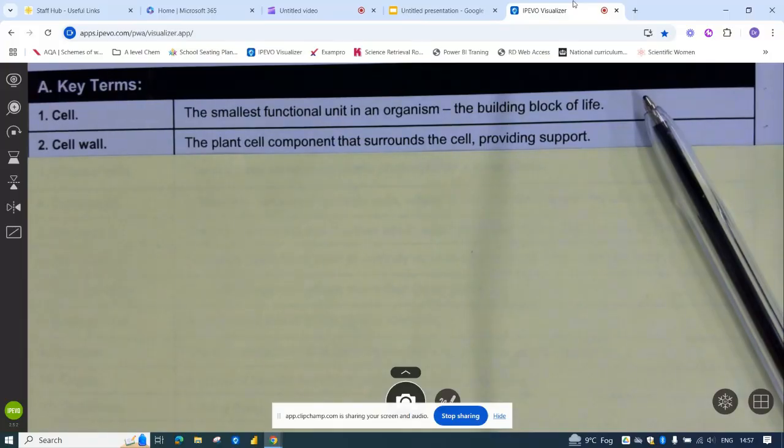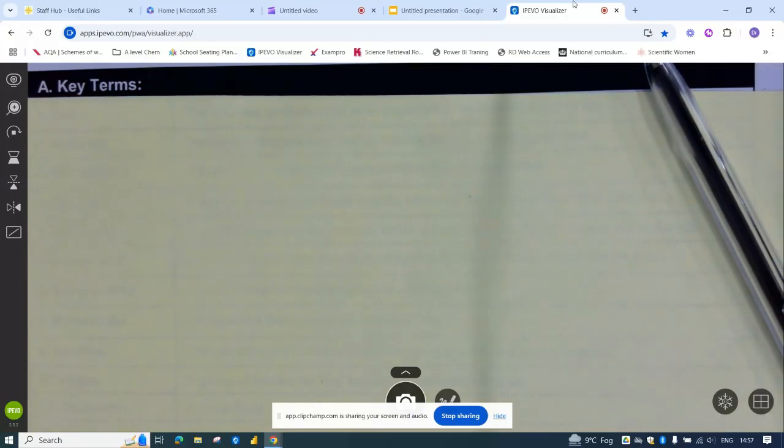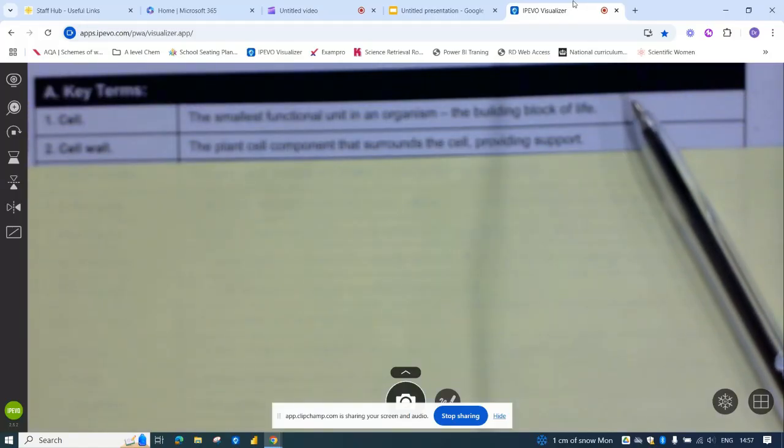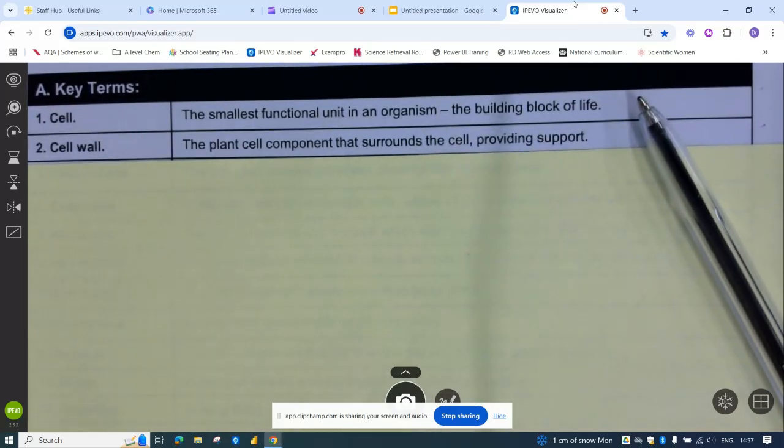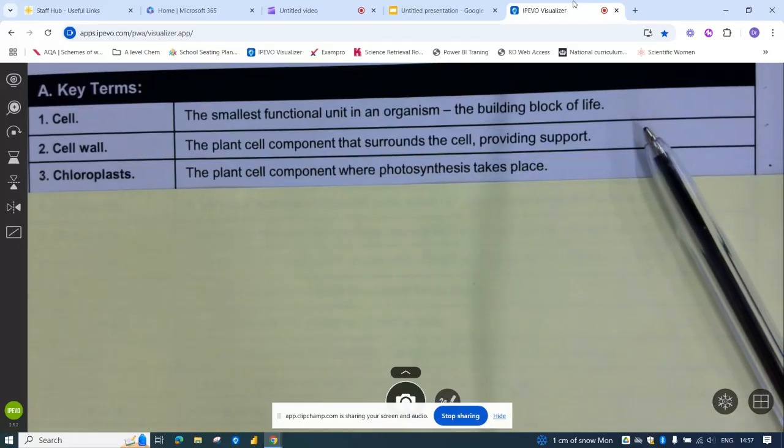Yes, I have that definition correct. I would then cover both of those definitions. Can I remember both of them? A cell, the smallest functional unit in an organism, the building block of life. A cell wall, the plant cell component that surrounds the cell, providing support. So I then go to check. Yes, I have those key definitions correct. I would then move on to the third one.